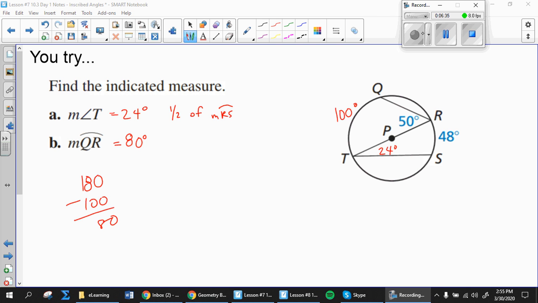All right, here are the answers you should have gotten. Angle T is half of the arc, so half of 48 is 24. For the measure of arc QR, we had to find arc QT first, which is twice as big as this angle, so that's how I got 100. And then we know TR here is the diameter, so we can take 180 minus 100, and that's going to give me 80 degrees for my arc.